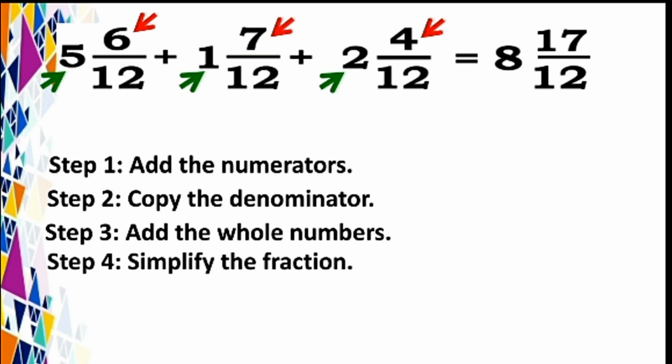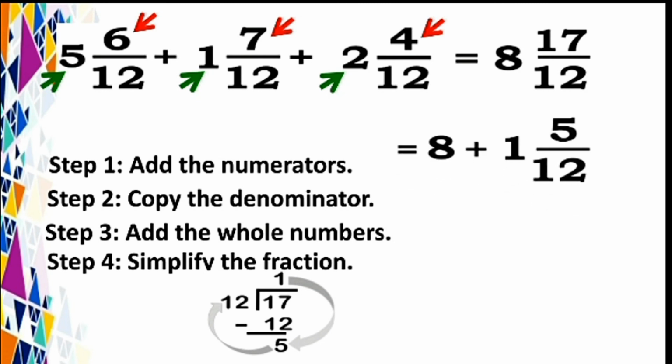Step 4, simplify the fraction. So, we have 17 divided by 12 is equal to 1. Then, 1 times 12 is equal to 12. So, 17 minus 12 equals 5. So, we have 8 plus 1 and 5 over 12. So, the answer is 9 and 5 over 12.